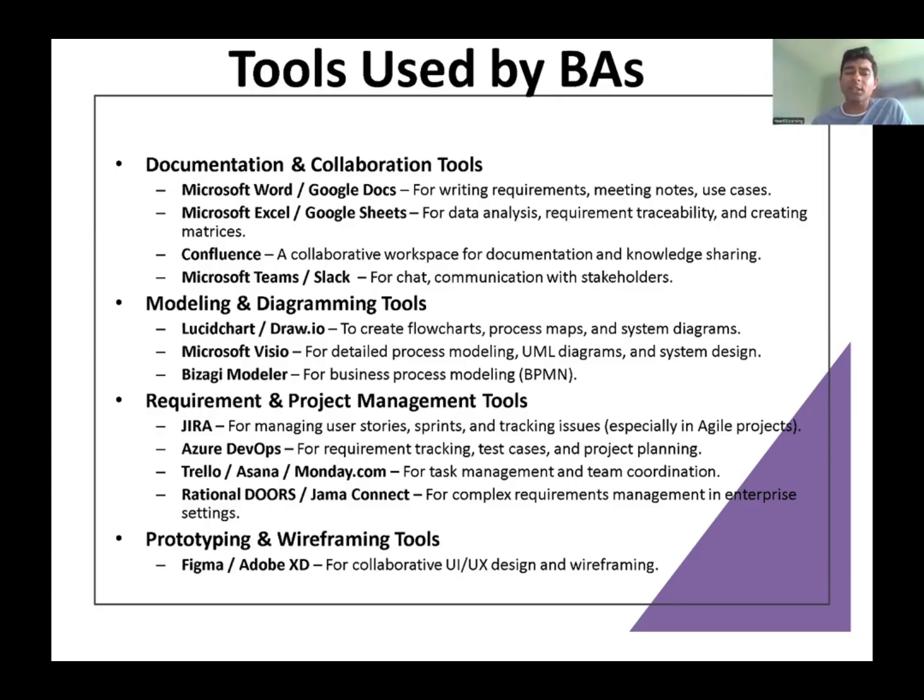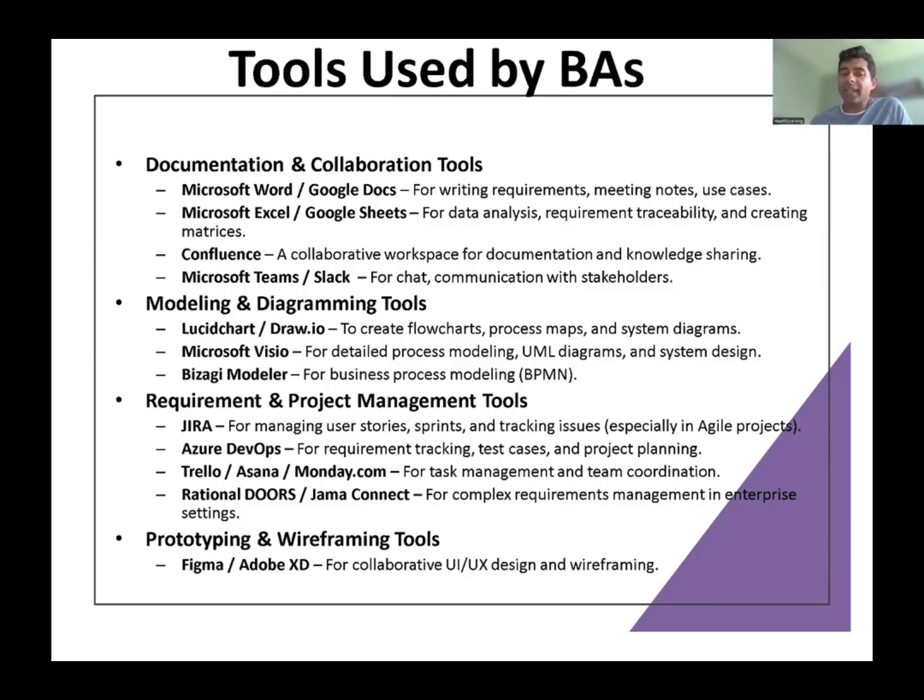Requirement and project management tools, Jira. So if your company is using Jira, then they will be using Confluence because they are different products of the same company. For managing user stories, sprints, tracking issues, especially in agile projects. Azure DevOps, this is also something similar to Jira. A couple of companies use Jira, some use Azure, Trello.